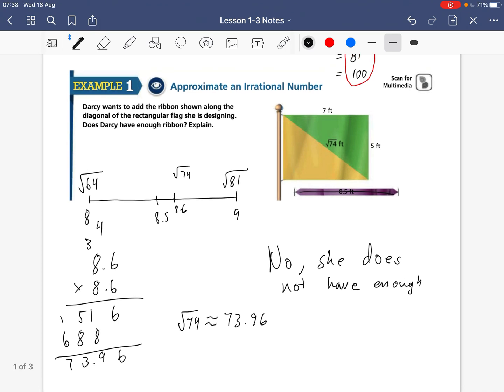So we know it's approximately equal to 8.6, okay? Because that's pretty close to 74. So the square root of 74 is approximately 8.6. She does not have enough. She would need about 8.6, okay?